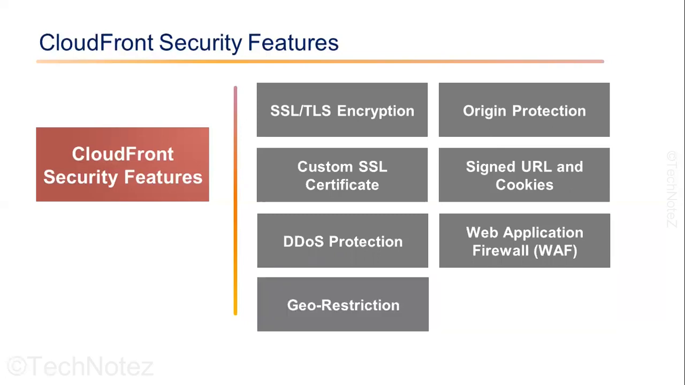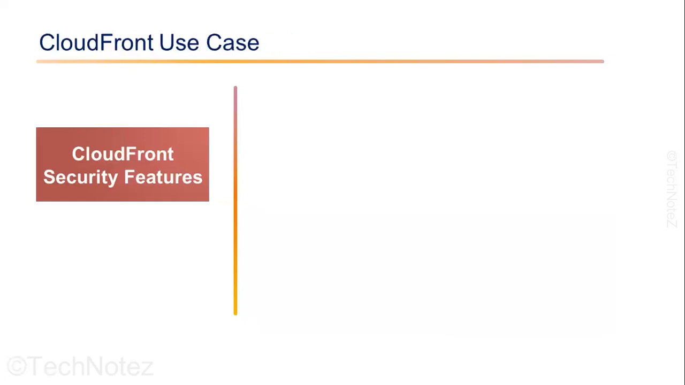Geo restrictions: CloudFront also allows you to restrict the access to your content based on the geographic locations. Access logs: CloudFront can store the access logs in an S3 bucket, which can be used to track and analyze the user's traffic. CloudFront is a great service that helps to improve the performance and security for your web applications.